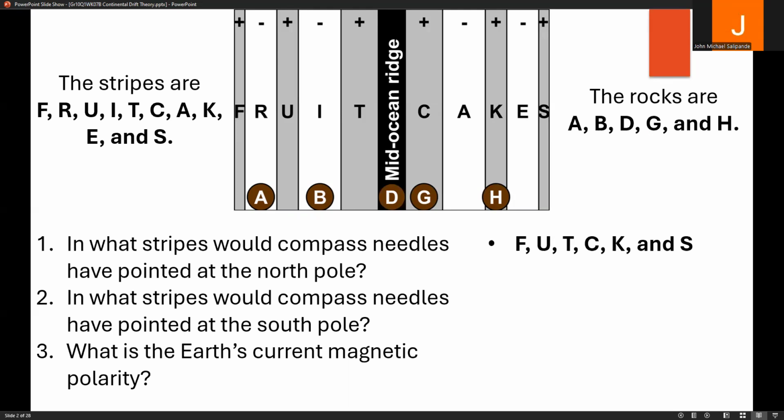For number two, in what stripes would compass needles have pointed at the South Pole? So if it is oriented at the South Pole, then therefore the stripes that we are looking for are the ones who are reverse, experiencing the reverse polarity with a negative sign. So those are R, I, A, and E.